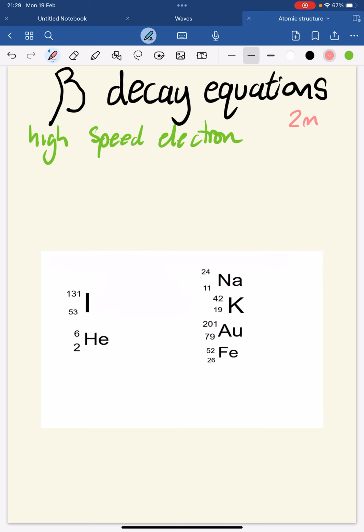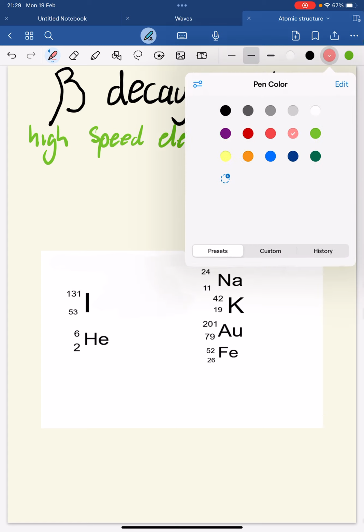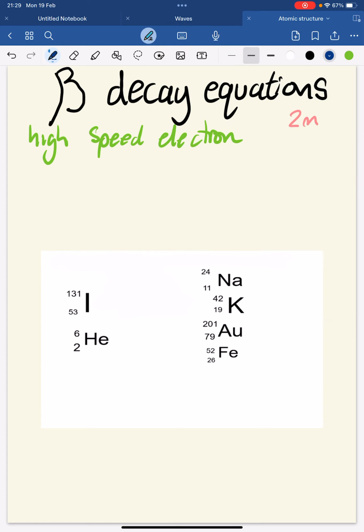So where do these electrons come from? If I asked you to describe an atom and you told me where electrons are, you'd probably say that they are in shells or orbitals around the outside of the nucleus, and you would be correct. However, the high speed electron that comes from a beta emitter is actually from the nucleus.